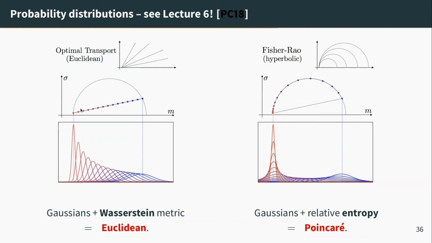So now you have a kind of two-dimensional family of probability distributions. And it's interesting to wonder, like, what happens if I put a geometry on this? Like, how can I compute distances between those probability distributions?